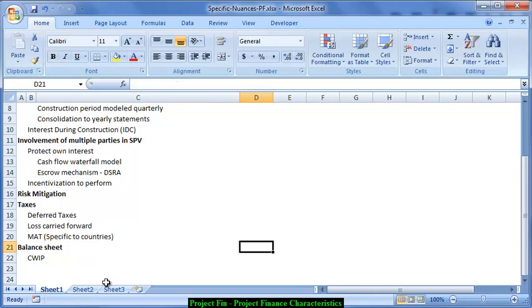I do hope that you got an understanding of what project finance is all about, and what the specific nuances in modeling would be for project finance. As and when we move forward, I would keep pointing to this sheet and telling you when we have implemented this particular concept in the model itself.